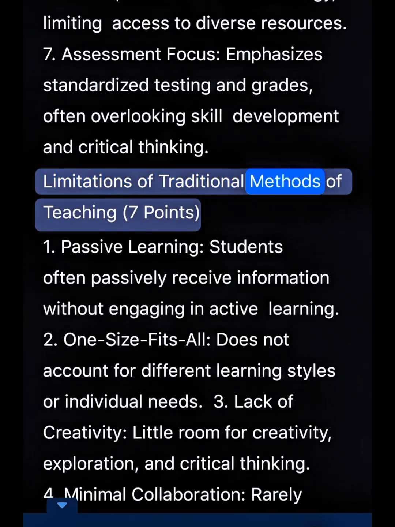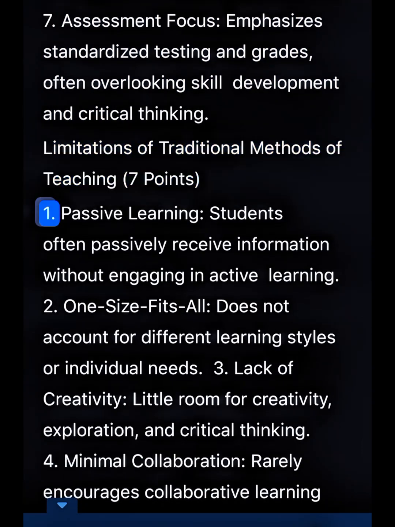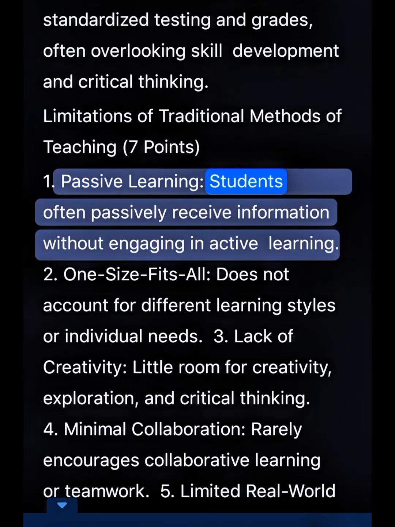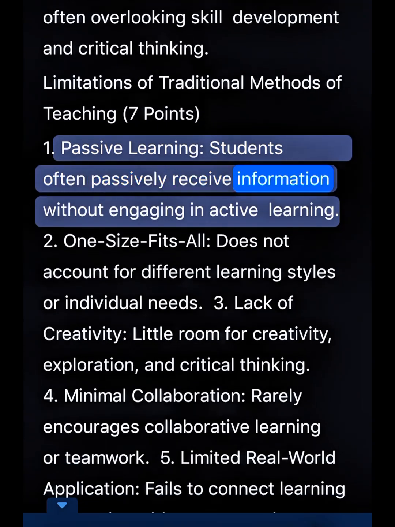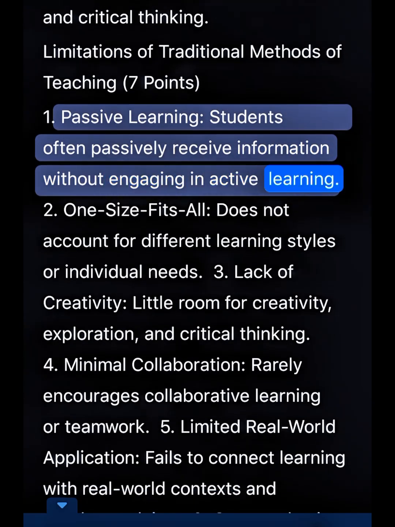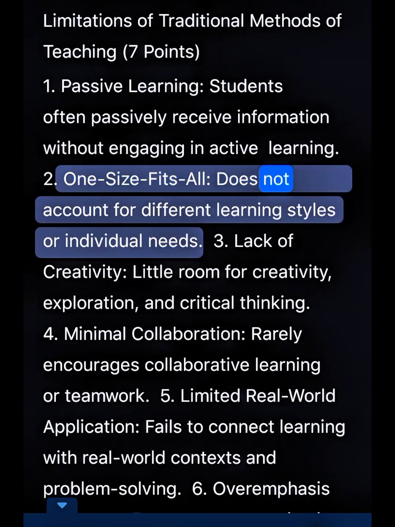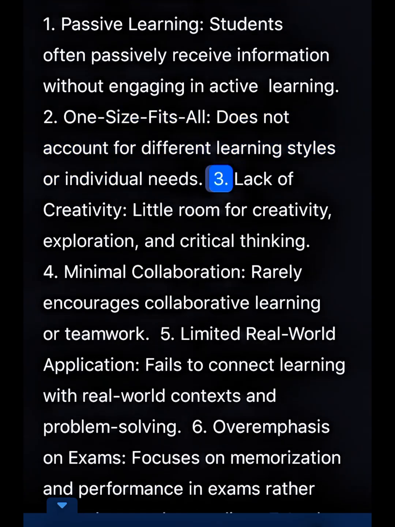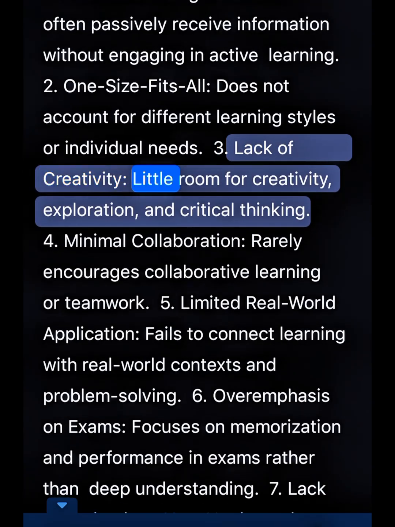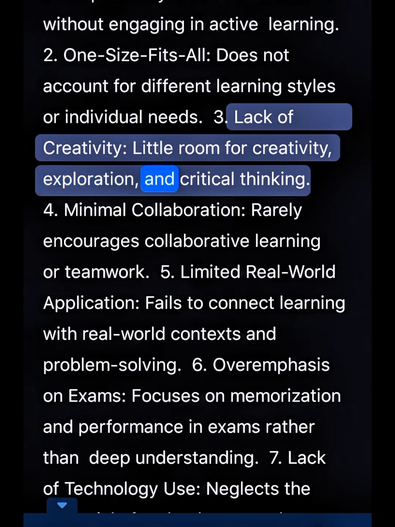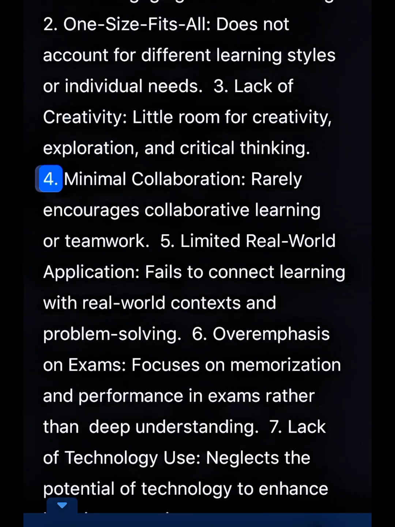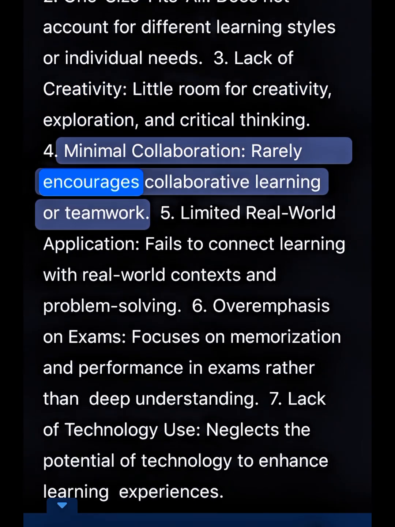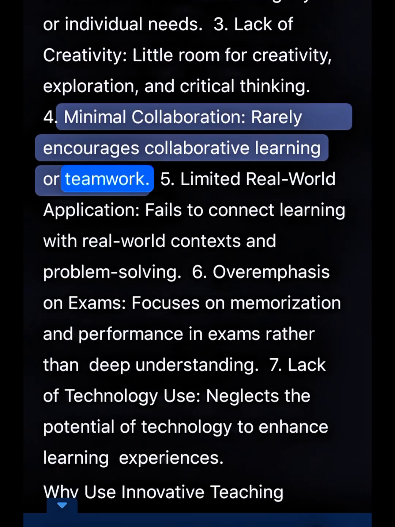Limitations of traditional methods of teaching. 7 points. 1. Passive learning. Students often passively receive information without engaging in active learning. 2. One-size-fits-all: does not account for different learning styles or individual needs. 3. Lack of creativity: little room for creativity, exploration, and critical thinking. 4. Minimal collaboration: rarely encourages collaborative learning or teamwork.